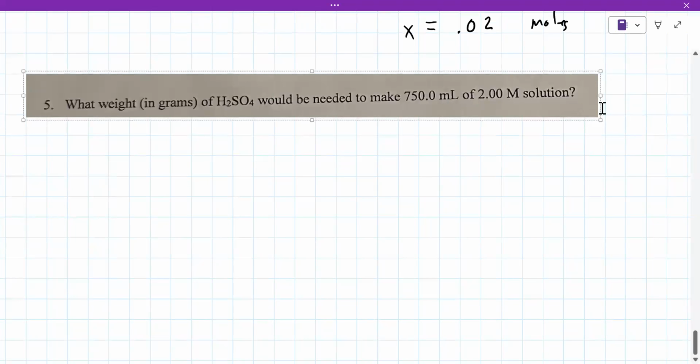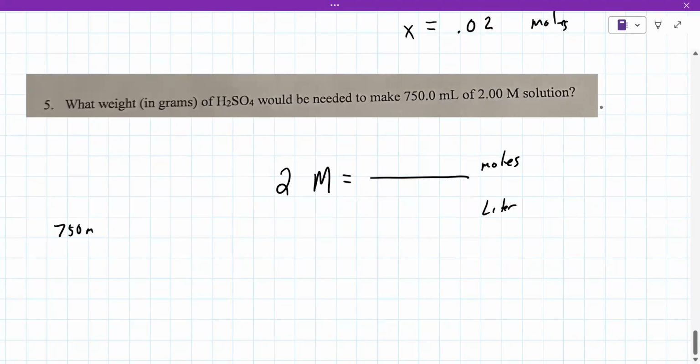All right, so it says this time instead of finding the moles, it wants the weight, the grams. So it's a 2 molar solution. That's some number of moles per liter. They're giving you 750 milliliters. You have to convert that to liters. There's 1,000 milliliters in 1 liter. So that becomes 0.75 liters.